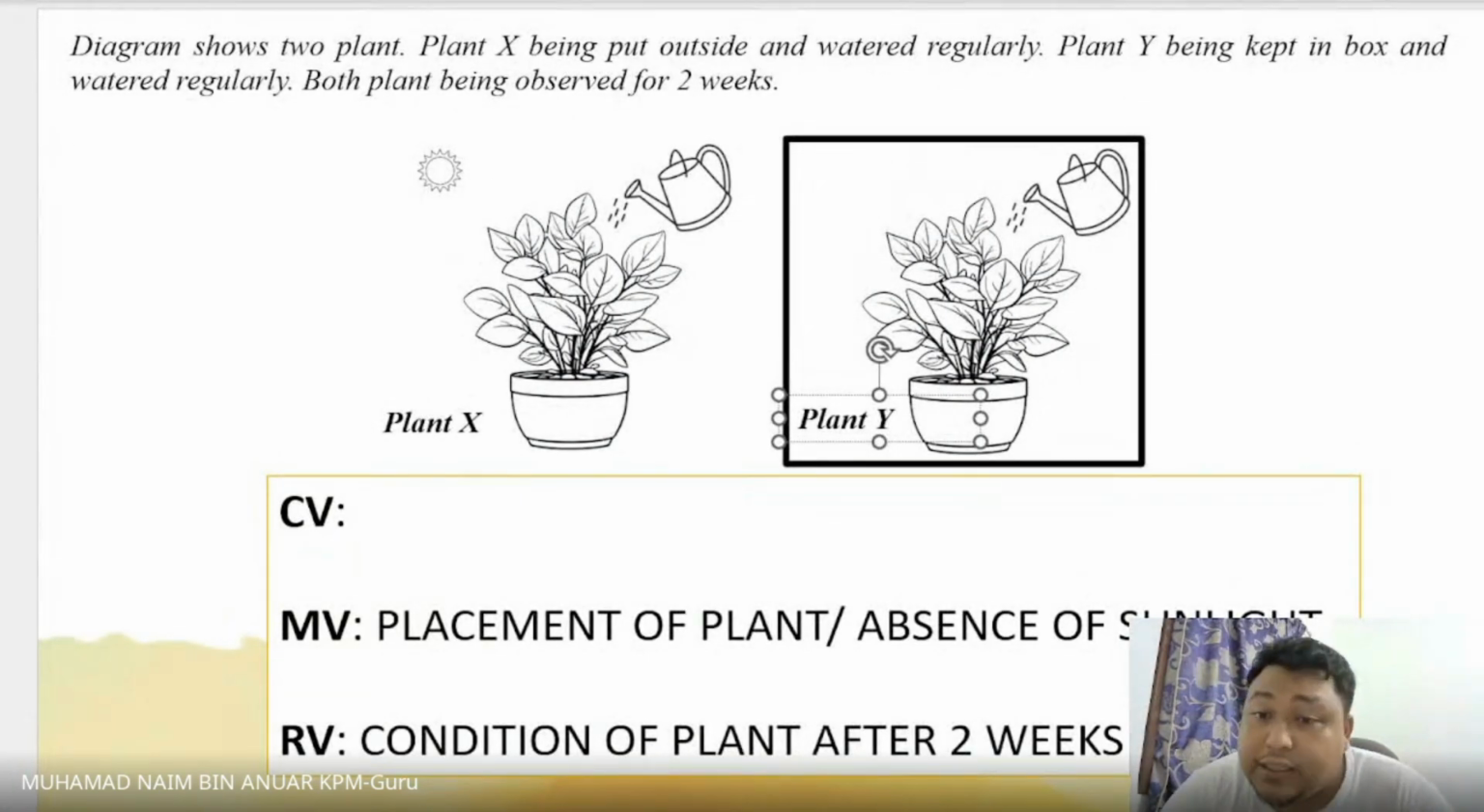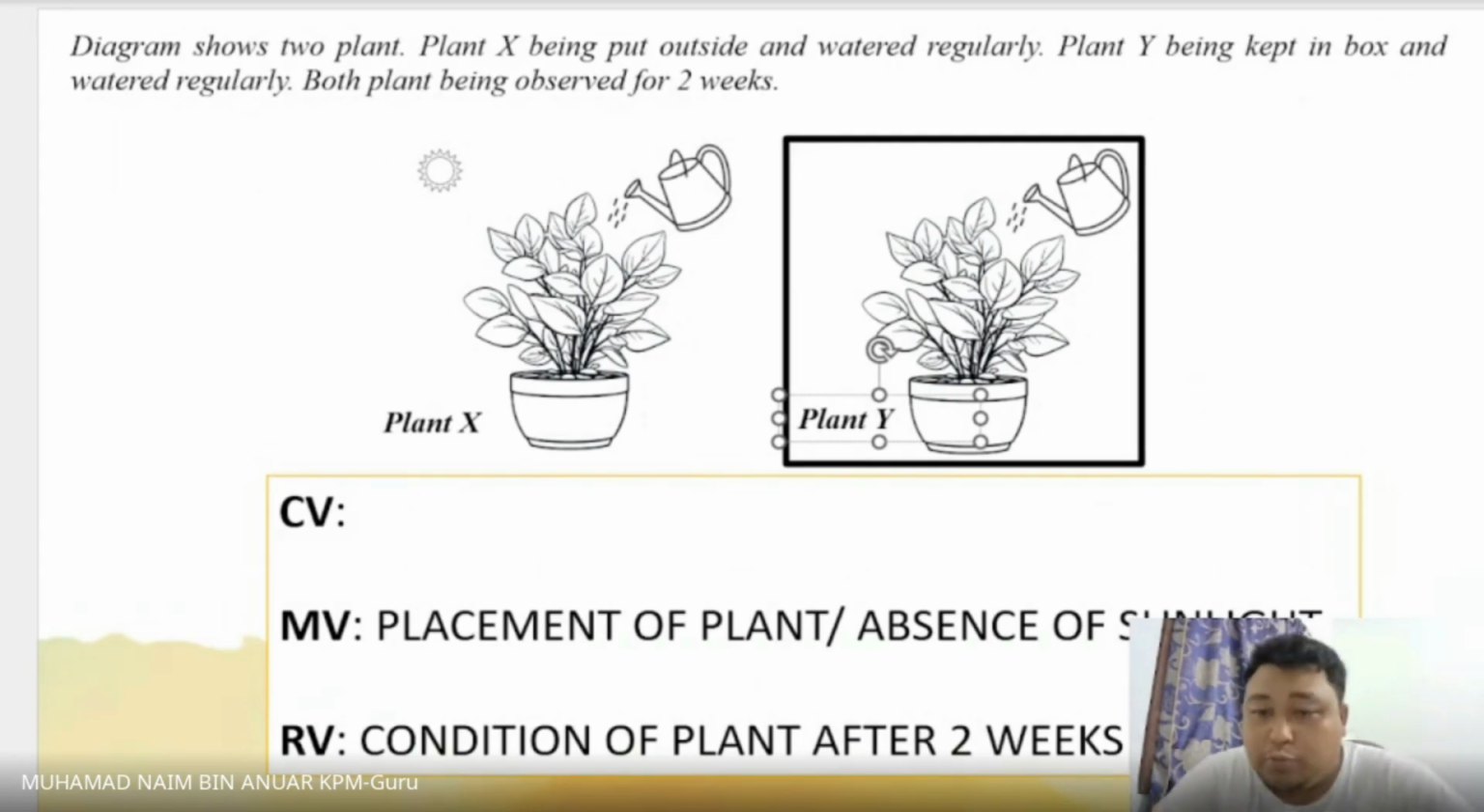Yes, you can answer already. Plant Y will wilt. Plant Y will lose leaves. Plant Y will be dying more quickly. Ama, I told you already, I don't want to hear answers like we can survive, they're going to die easily. No, that's not a scientifically accurate answer.